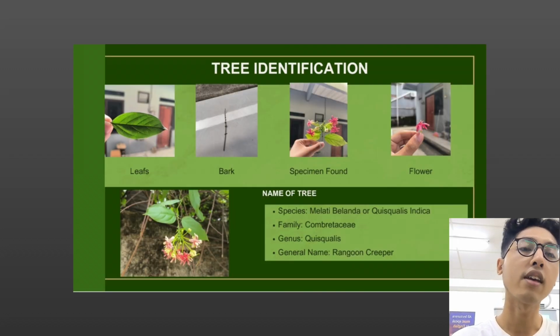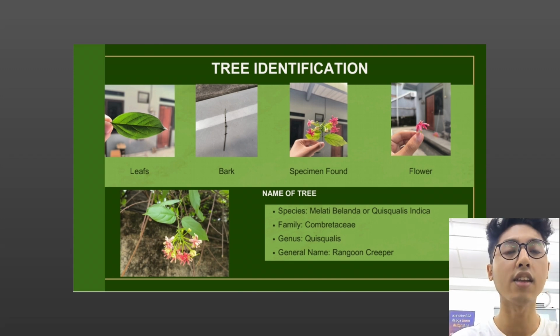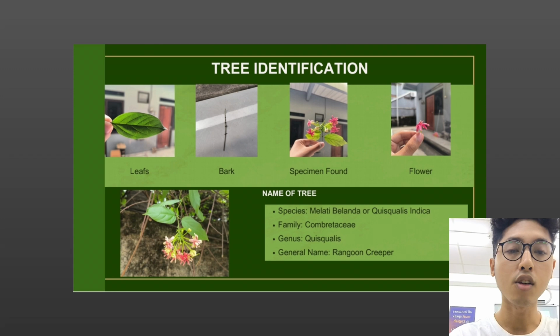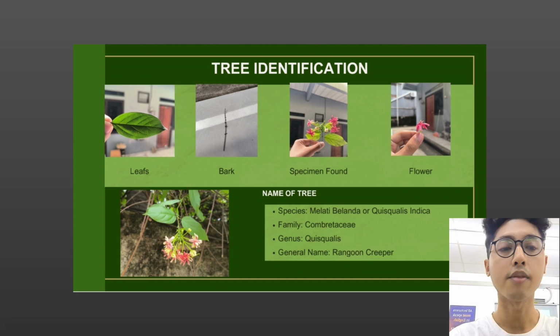Okay, for tree identification we have 4 identifications. The first is leaf, second bark, third specimen found, and fourth flower. The name of the tree: the species is Melati Belanda or Quisqualis indica. The family is Combretaceae. The genus is Quisqualis. The common name is Rangoon Creeper.